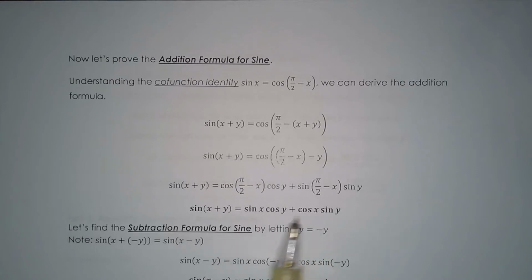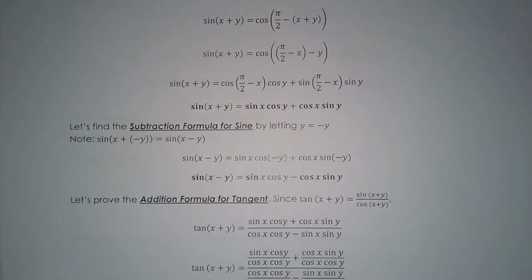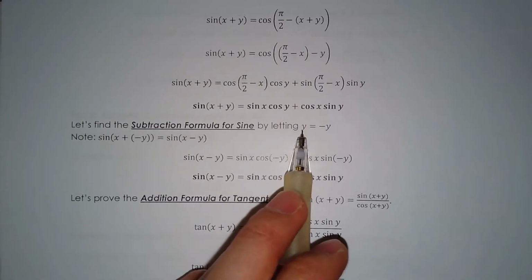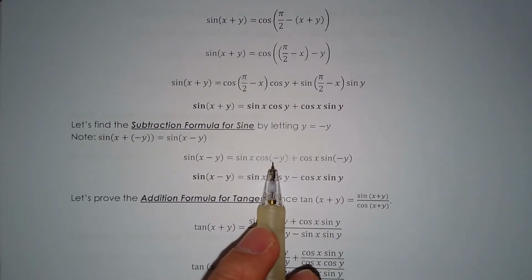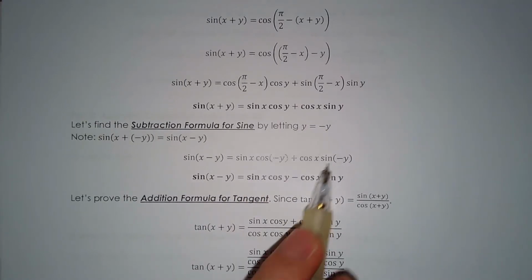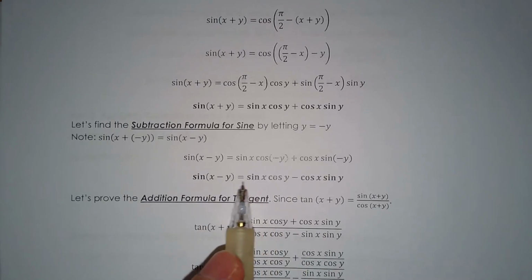And just like how we derived the addition formula for cosine, we could pretty much do the same thing to generate the subtraction formula for sine. So sine of x minus y, you just replace y with negative y. Once again, cosine is an even function, so let y equal negative y. Cosine is an even function and sine is an odd function. And there you go. That's the subtraction formula for sine.